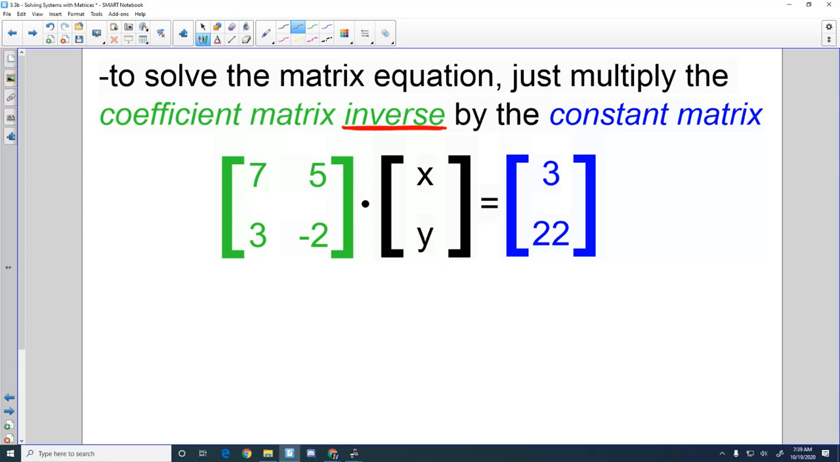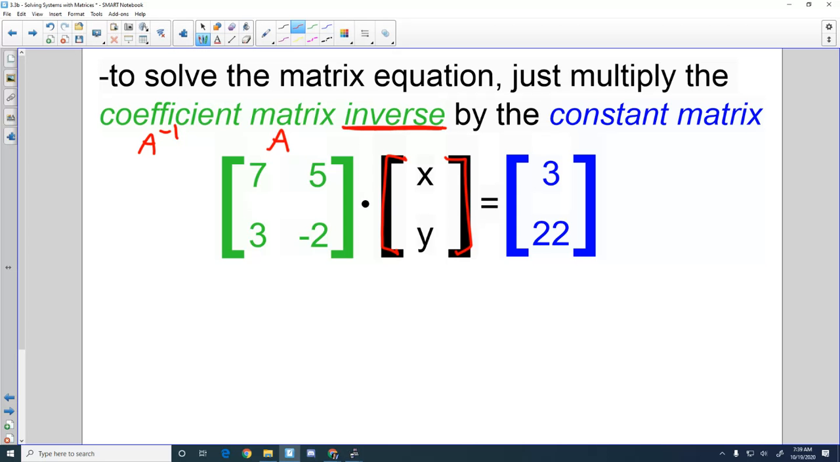So we're solving for variables. So we're solving for the variable matrix, meaning I want to get this matrix all by itself. So I have to cancel out the other stuff on the same side of the equal sign as that variable matrix. So I need to cancel out the coefficient matrix. And to cancel out a matrix, we multiply by its inverse. So if we call this matrix A, I need to multiply it by A inverse.